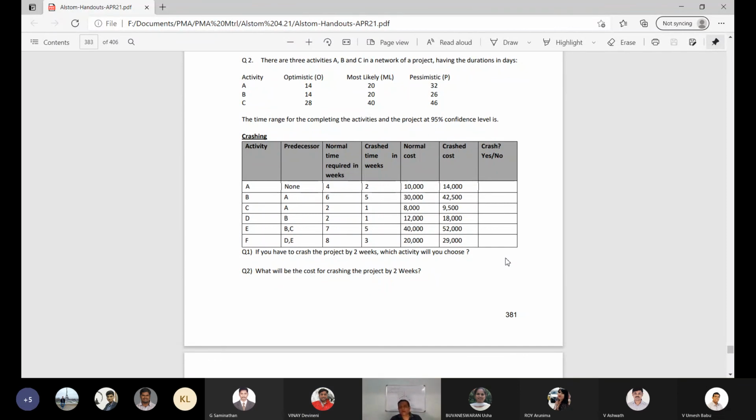Okay. So obviously what you should crash should be in the critical path, firstly. There is no point crashing something which is not in the critical path. And you should crash whatever is the cheapest to crash. There is no point crashing something which is more expensive. So let us say that the cheapest was, in this case, C is the cheapest, but you can crash it only by 1 week.